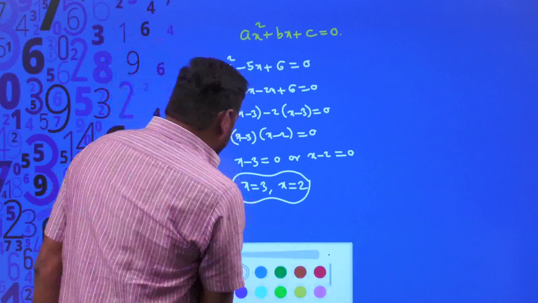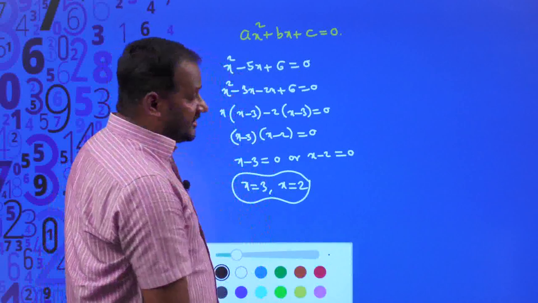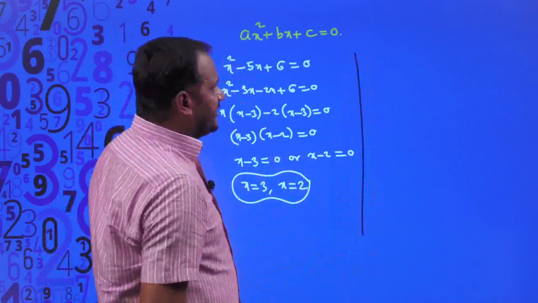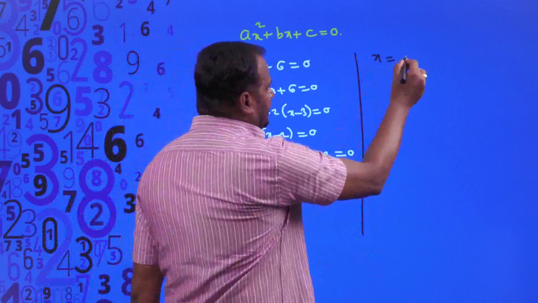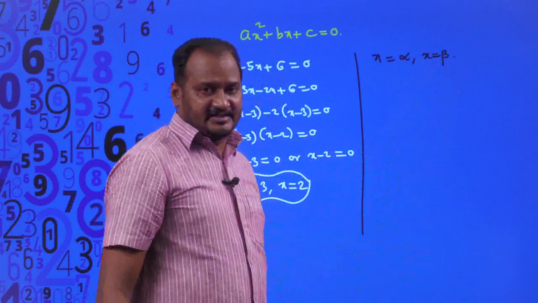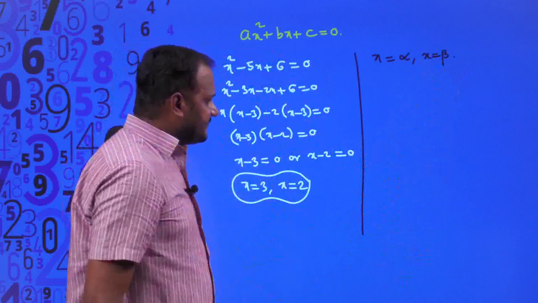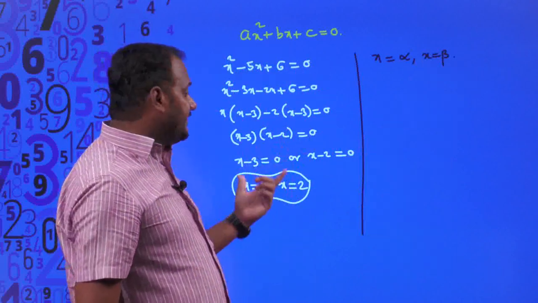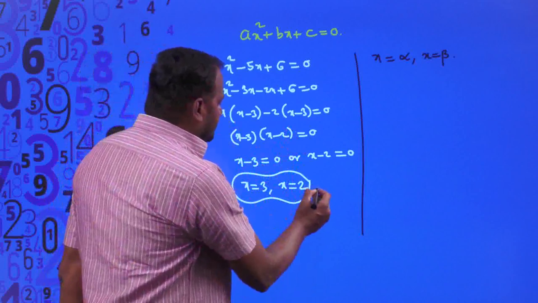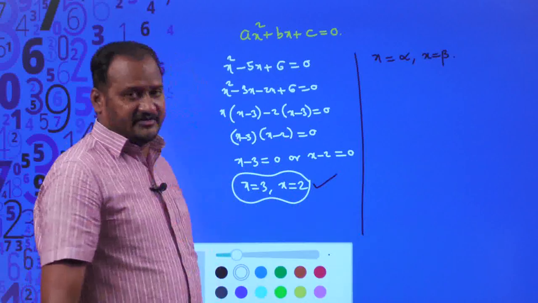Now, I am telling you, just think conversely: how to find the quadratic equation when the roots are given, right? For example, the roots of a given quadratic equation, in general, we can take them as x is equal to alpha and x is equal to beta. Once you understand the logical sequence of steps in finding the roots of the given quadratic equation, see here, finally you got x is equal to 3 and x is equal to 2. So x is equal to 3 and x is equal to 2 means they are roots of the quadratic equation.